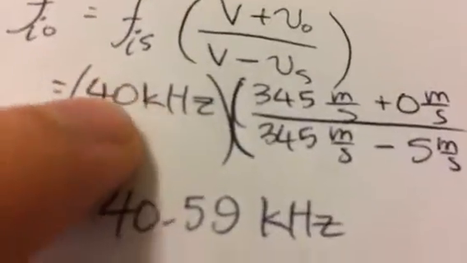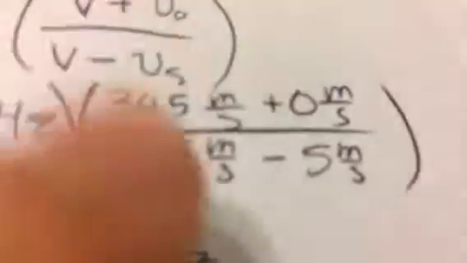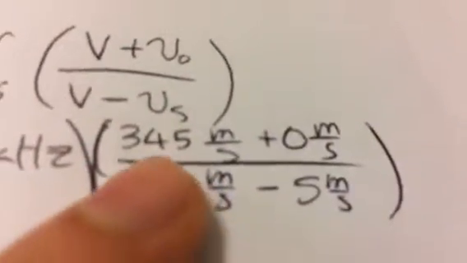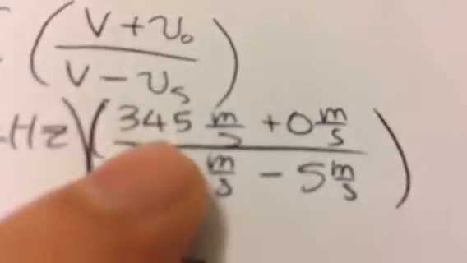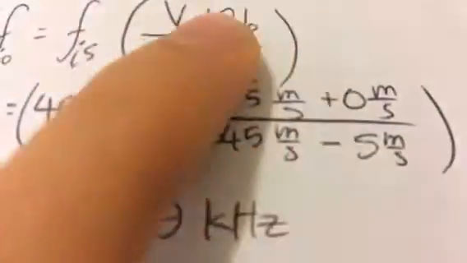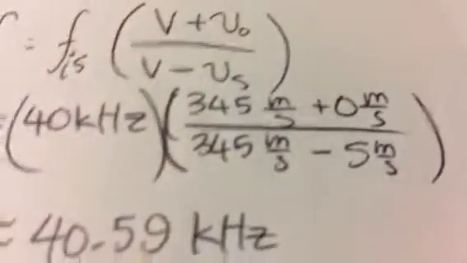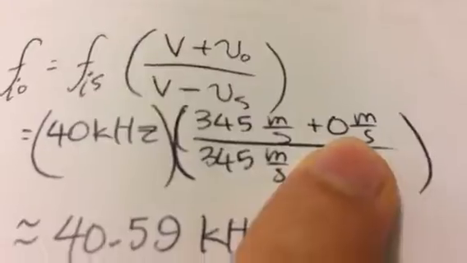And he is emitting 40 kilohertz, he or she. So the velocity of sound, in the book, is 345 meters per second. I'm just sticking with that. And the velocity of the observer is the wall. The wall is the observer, that's what we're assuming for now. It's 0 meters per second. It's a wall. It's standing there.